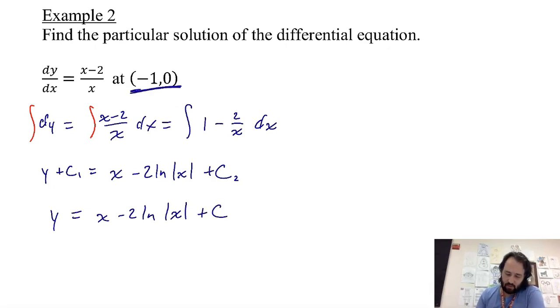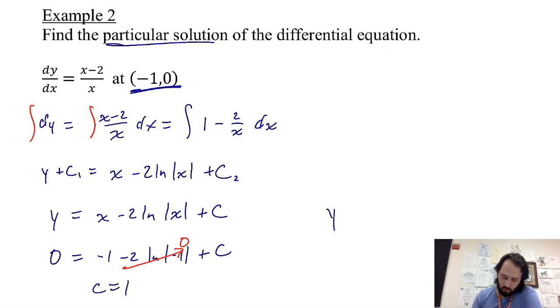Then I need to think about my solution. So I have 0 equals negative 1 minus 2 ln absolute value of negative 1 plus c. Well, ln of 1 is just 0, so I lose this term to 0. So that would mean that c equals 1. So my particular solution would be x minus 2 ln absolute value of x plus 1.